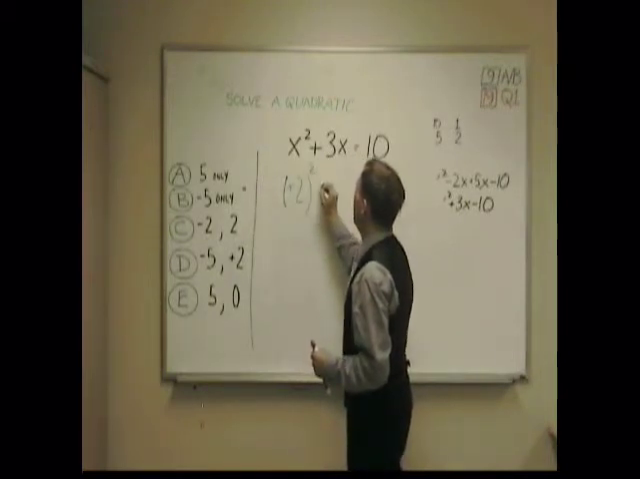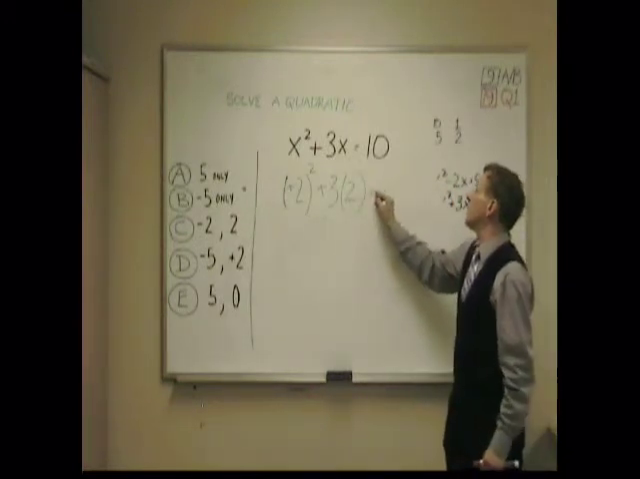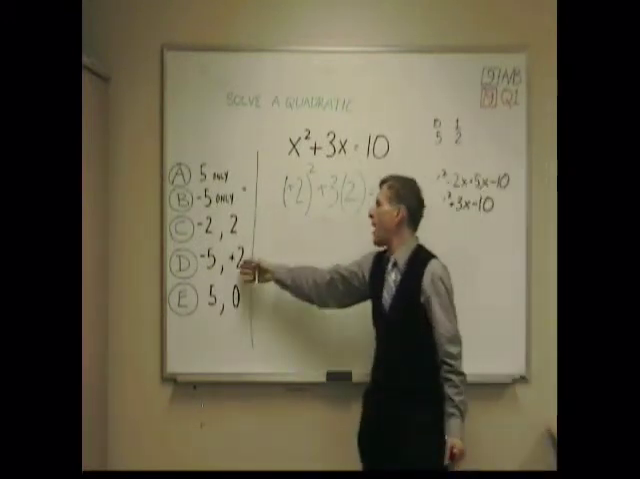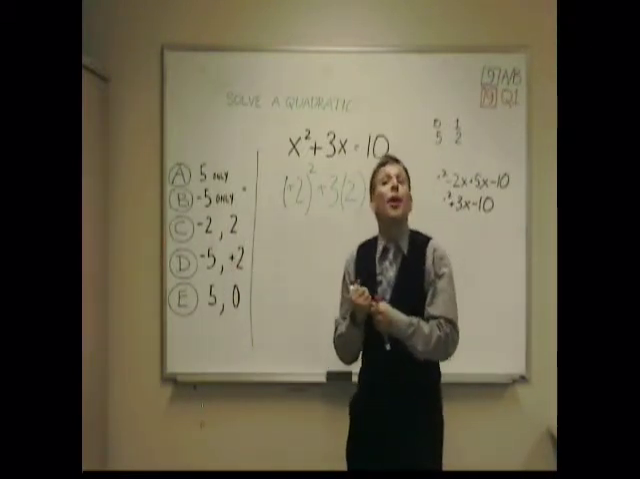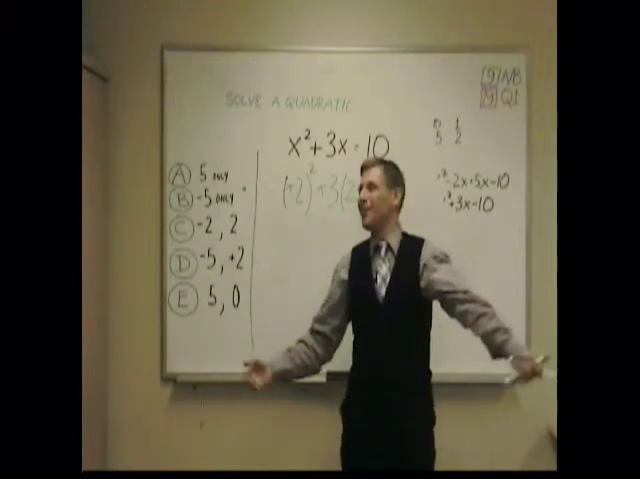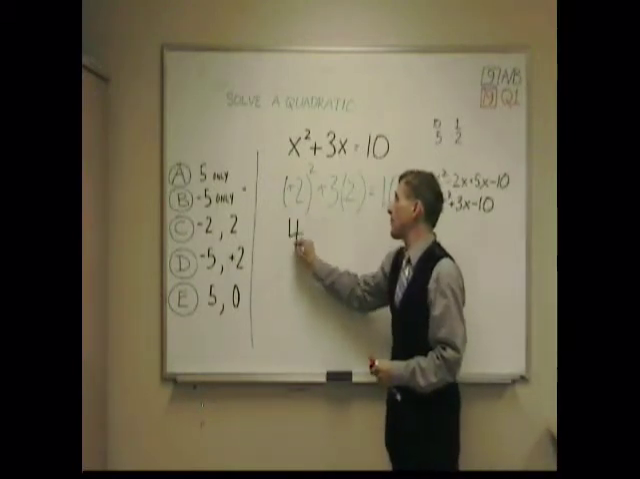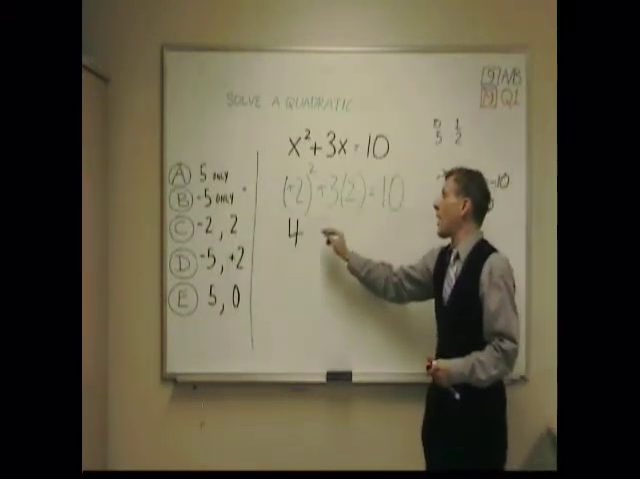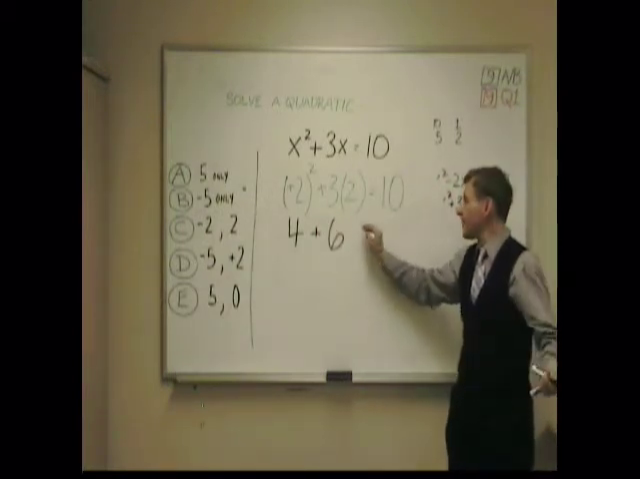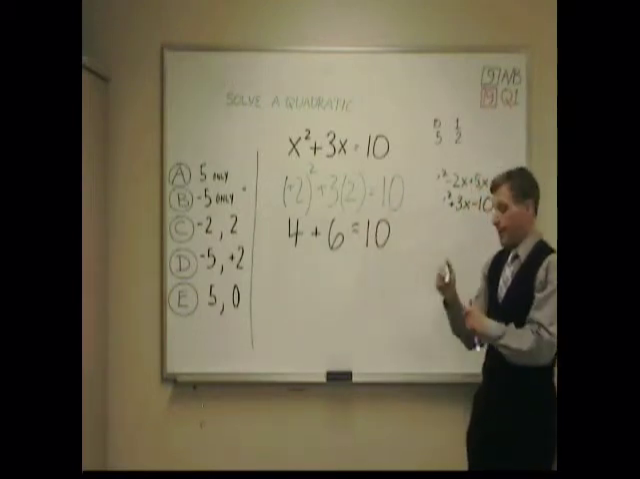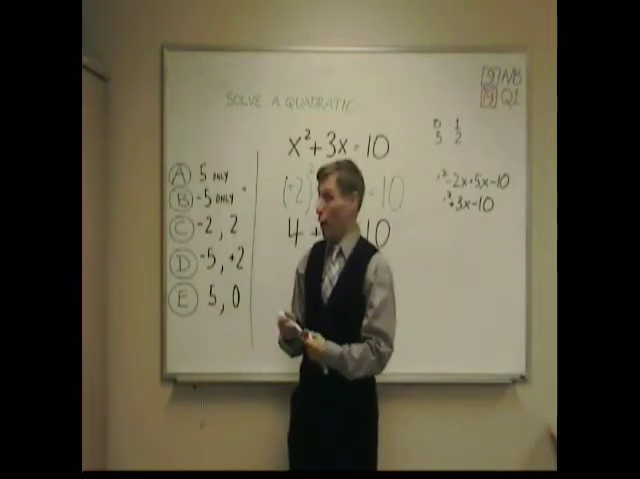Positive 2 squared plus 3 times positive 2 equals 10. And I have the positive sign there, but you know you don't even need a positive sign for positive 2. If a number doesn't have a sign, it's assumed positive. And positive 2 squared is 4. Positive 2 times positive 2. 3 times positive 2 is, 3 times 2 is 6. 4 plus 6, guess what? 4 plus 6 is 10. -5 and positive 2 both worked.